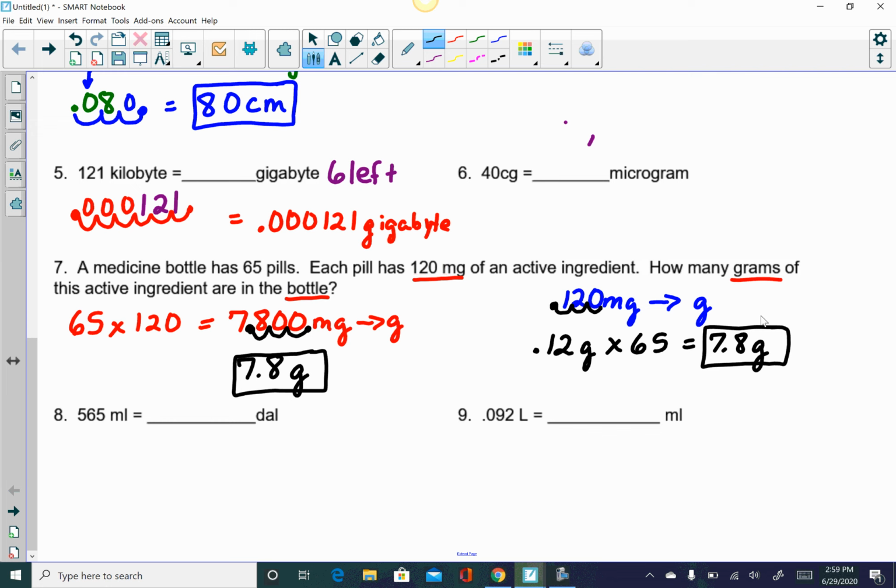I think at number 8 and 9 you should be good to go with both of those. I'm going to flip it on over.